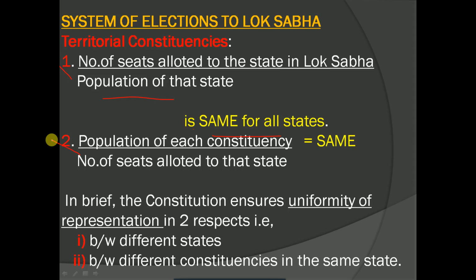And the second provision is that the population of each constituency divided by the number of seats allotted to that constituency is the same, which means each state is divided into territorial constituencies in such a manner that the ratio between the population of each constituency and the number of seats allotted to that constituency is the same throughout the state. In brief, the Constitution is ensuring uniformity of representation in two respects, that is between different states as in the case of the first provision, and also between the different constituencies in the same state as in the case of the second provision.